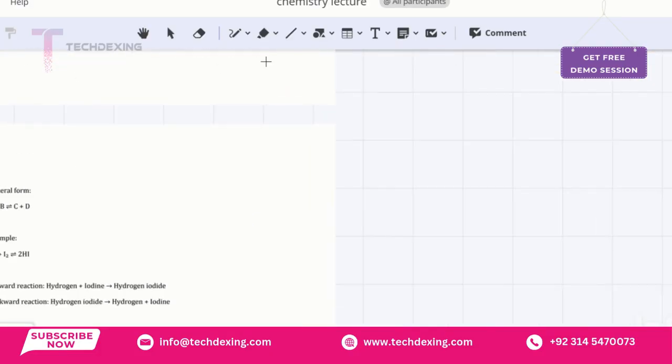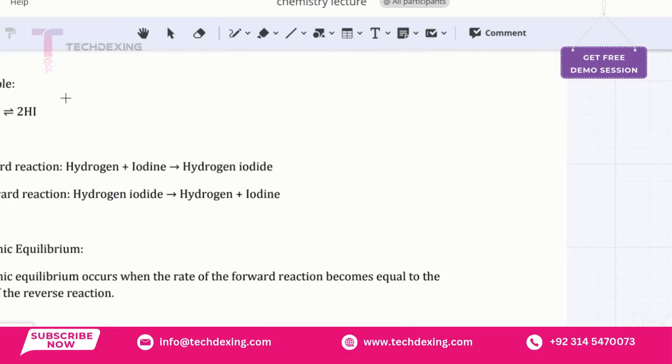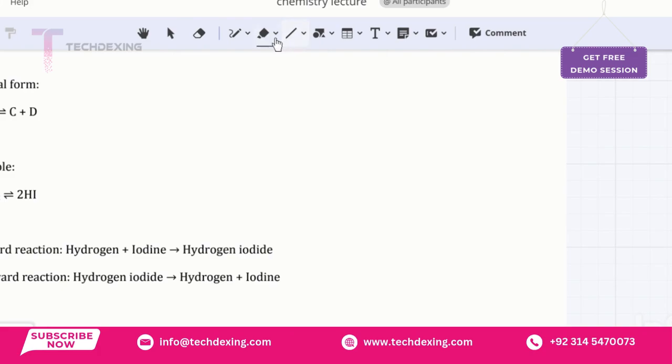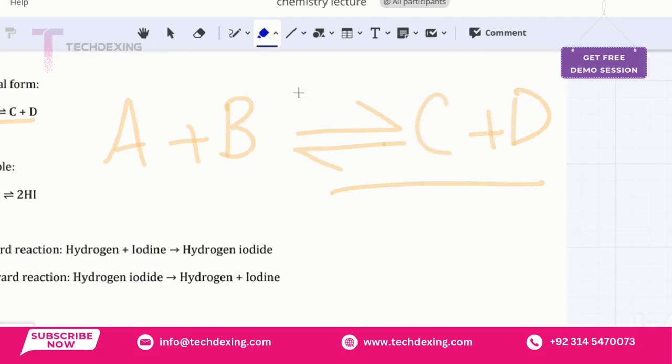So first we will talk about the general form. This is basically the general form. For example, A plus B: these both are reactants and they are converting into the products, C plus D, again with constant speed. While the reactants are converting into the products, at the same time the products are converting back into the reactants. Not that only reactants convert into products, which is irreversible. This is called the reversible reaction.